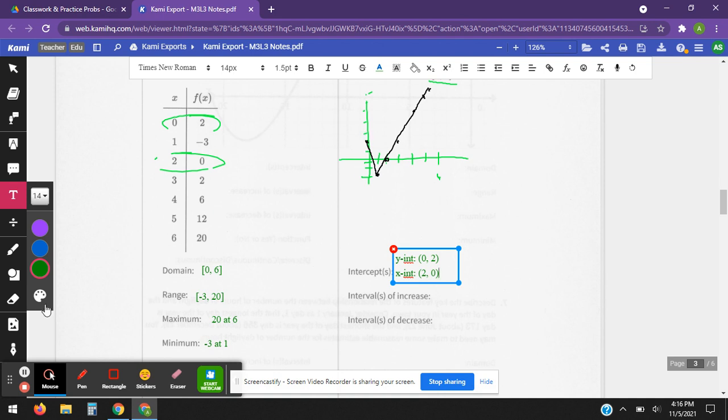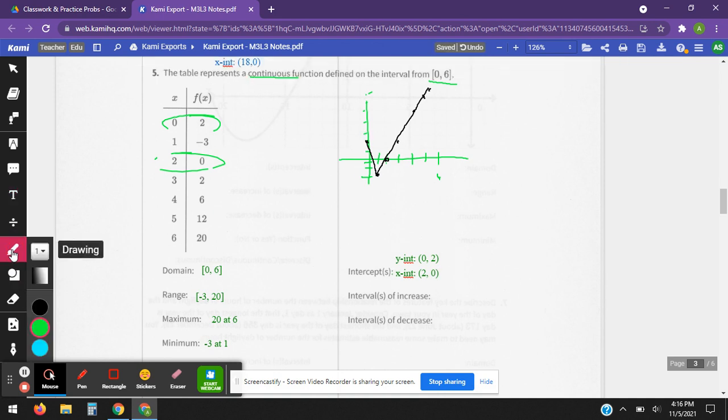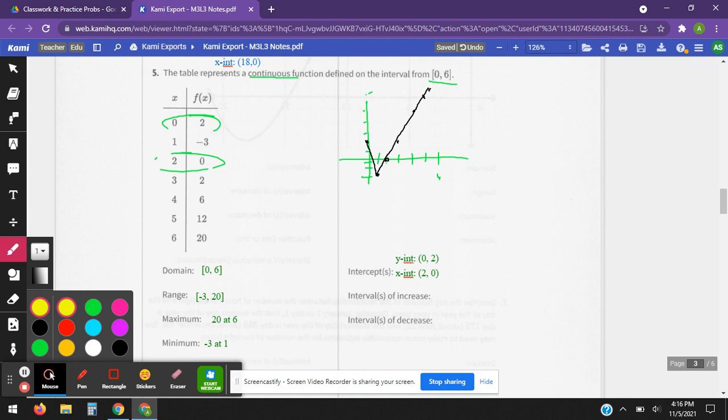Intervals of decrease. Here's where I can do my lines again. I was using yellow, I believe, for decrease. So this stretch right here is a decrease. And this stretch right here is an increase and a decrease.